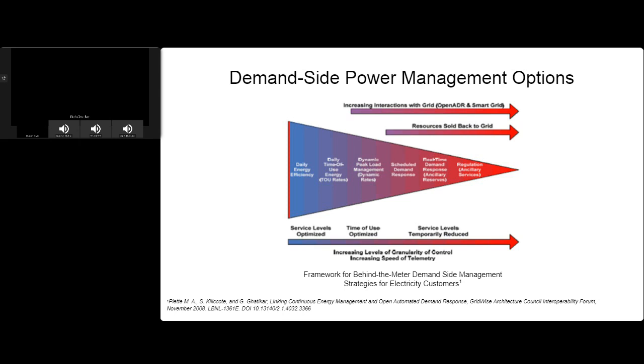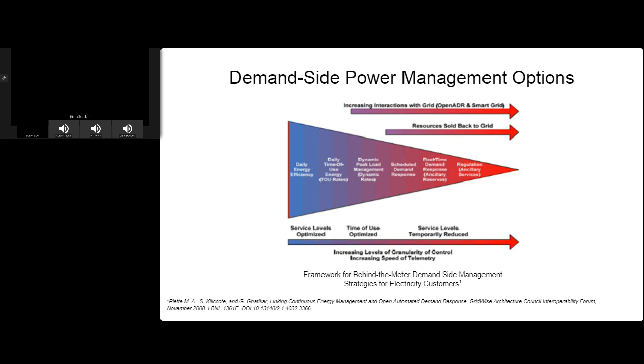But this is becoming even more relevant as you move towards the right side of the wedge, where you provide resources back to the grid, and where there's an increasing need for interaction with the grid operators and communications infrastructure, specifically with variable renewables, right? The more variable renewables you have and the intermittency that comes with them, the more relevant it becomes in terms of how data centers can dynamically manage some power management options.